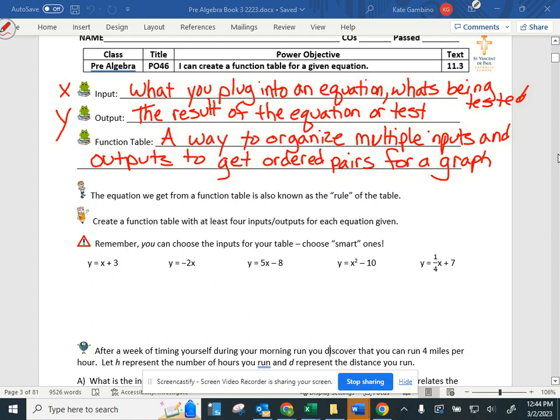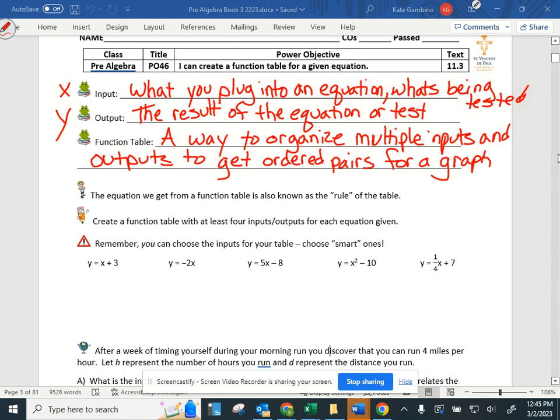We're going to create a function table with at least 4 inputs or outputs for each equation given. And you're going to see a pattern. Just like in our math packets, when we do the pattern pages, when we have the different figures, and we say, oh, we need to do the blue blocks, the yellow blocks, and the total for our table, and you can see how a pattern develops. Mr. Schultz always gives us 4 figures to start with. So you can really see what the pattern is. It's the same thing with function tables. 4 is going to show us a good pattern that we're going to be following.